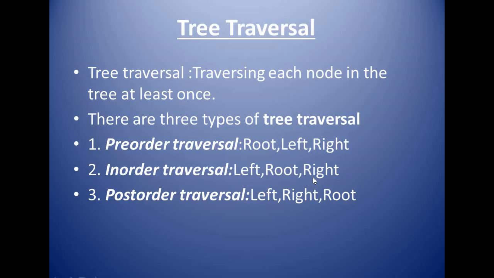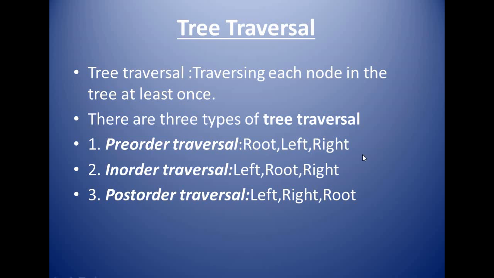Next one is tree traversal. Tree traversal means traveling each node at least once. This is a simple definition: traveling each node at least once. That is a tree traversal. There are three types of tree traversal: pre-order traversal, post-order traversal, and in-order traversal.